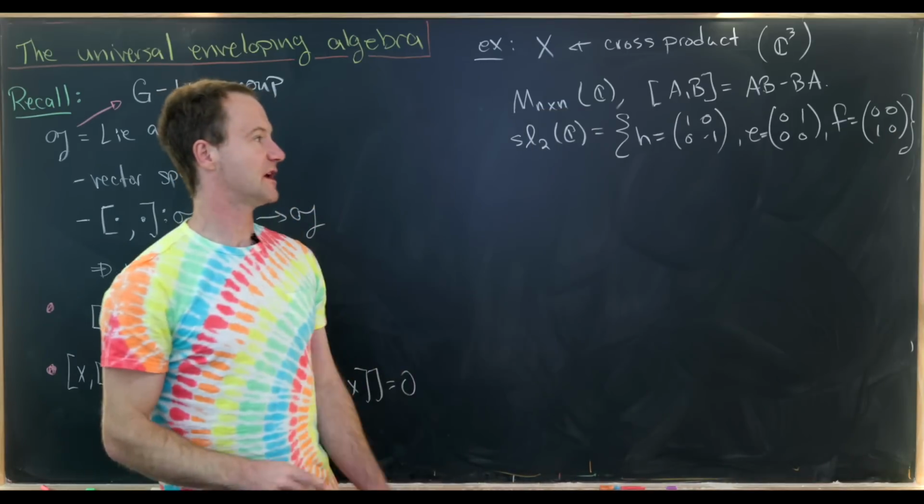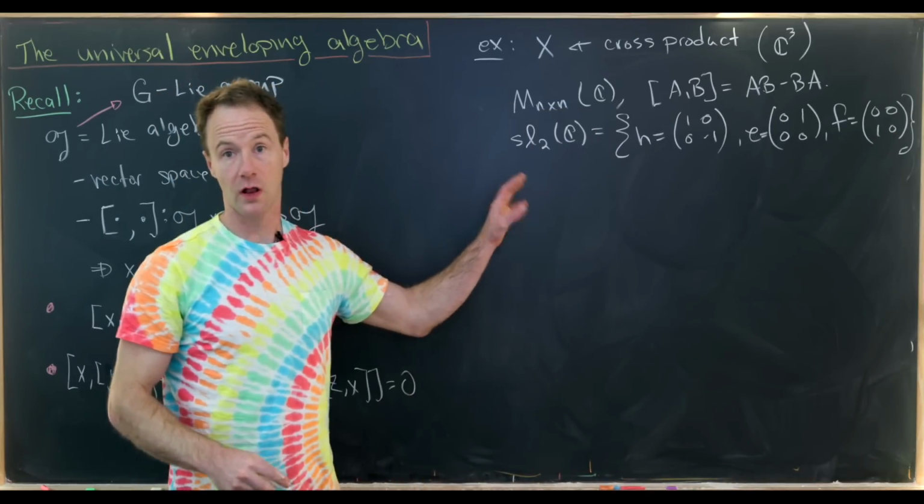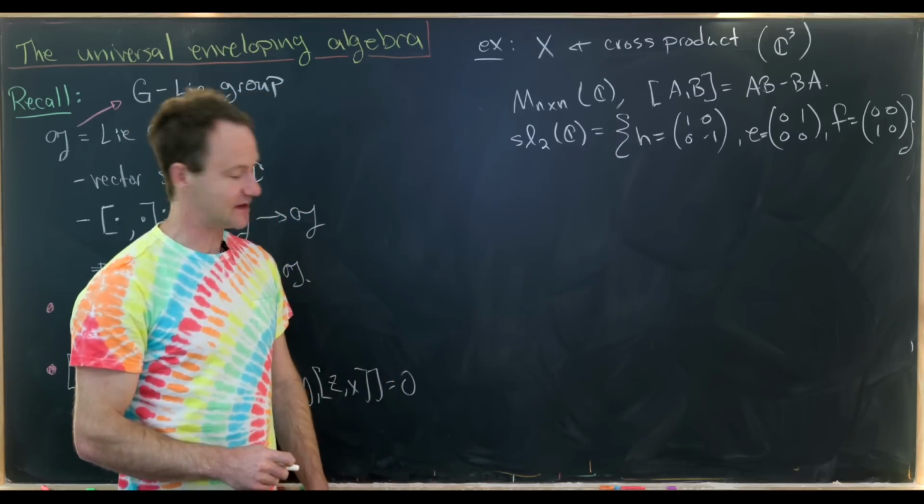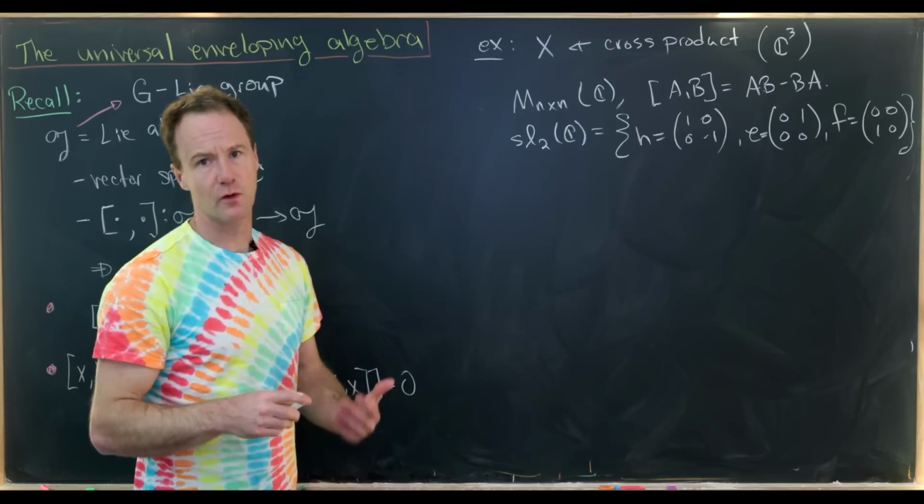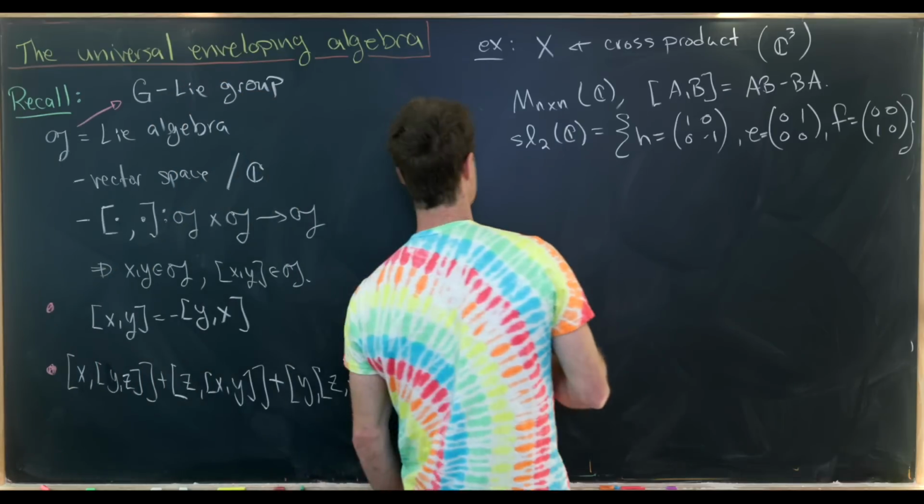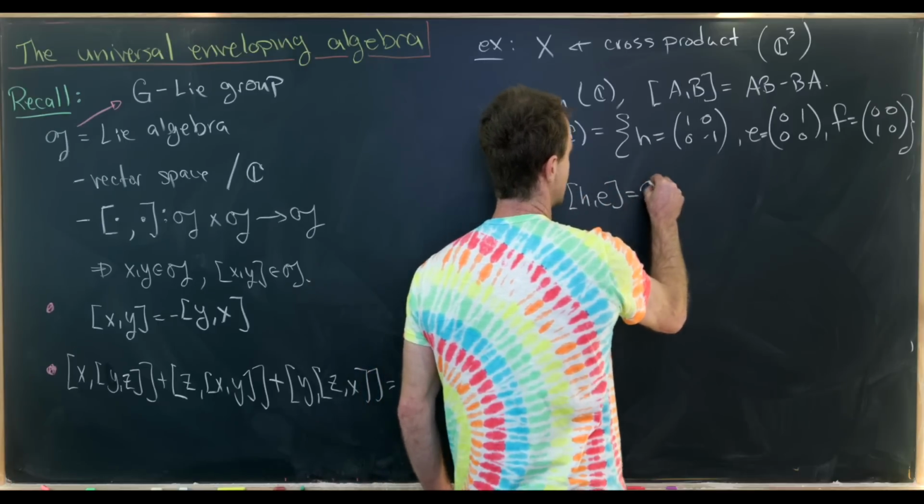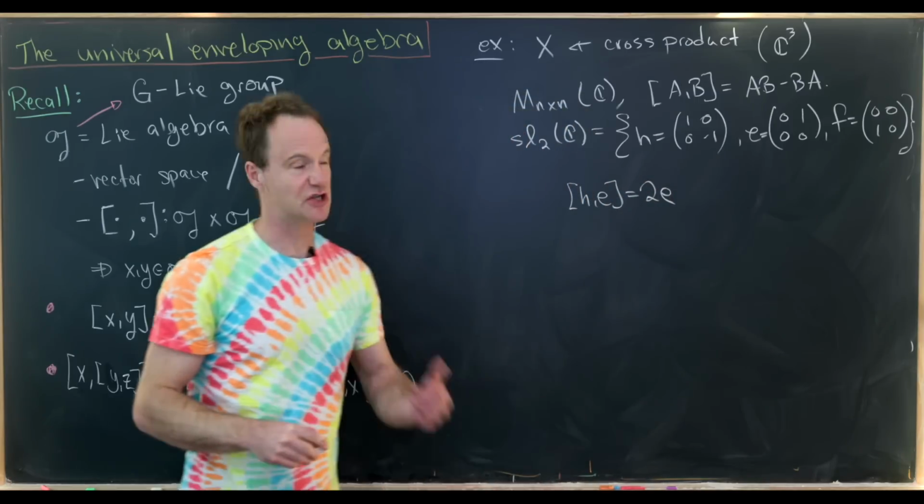And here the important thing about this, and I'll recall the commutation relations between E, H, and F in this case, because they'll be important for an example that we will do later. And that is if we have the bracket of H with E, we get 2E. And you can check these just with calculation.